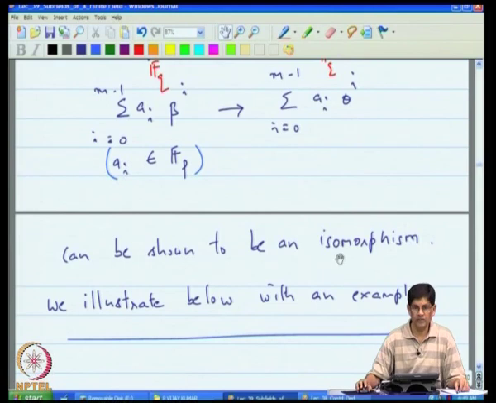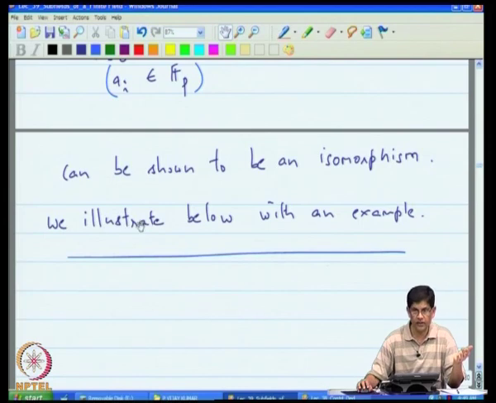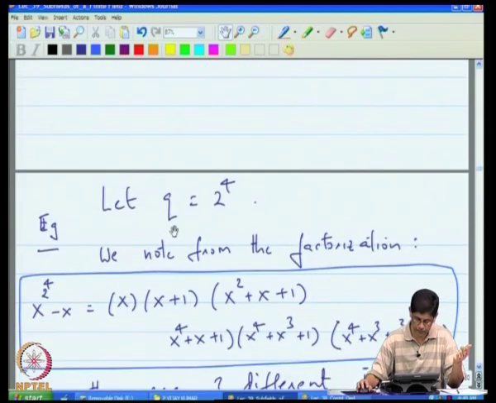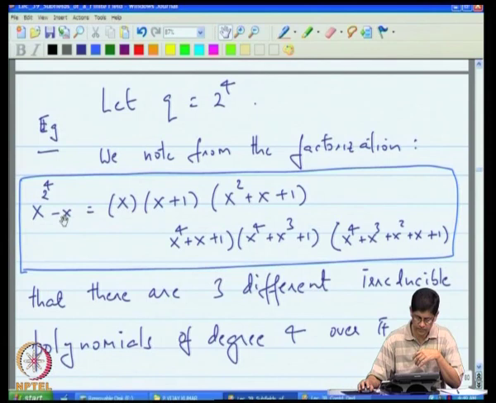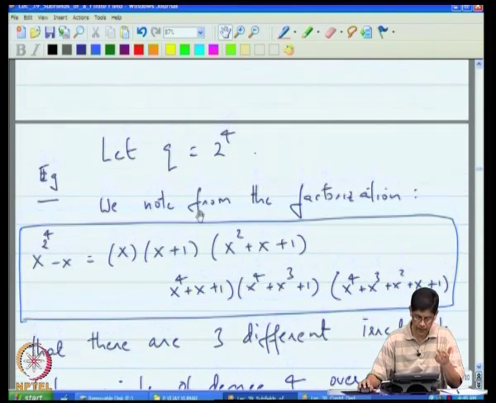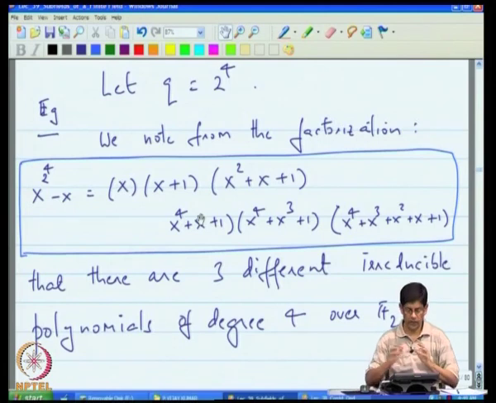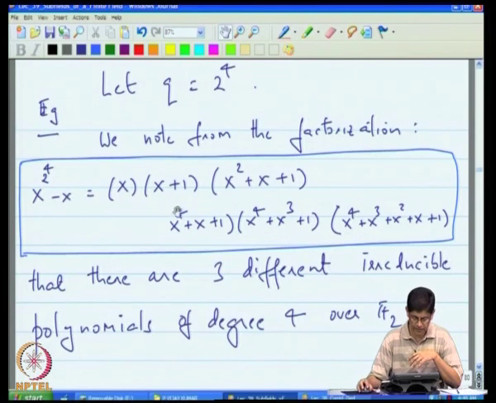Now this can in general always be shown to be an isomorphism. What we do here is we illustrate with an example. So let q be 2 to the 4, and then we note from this factorization, I have shown you this factorization earlier, we showed a short while ago that x to the 2 to the 4 minus x is really the product of all the irreducible polynomials whose degree divides 4.